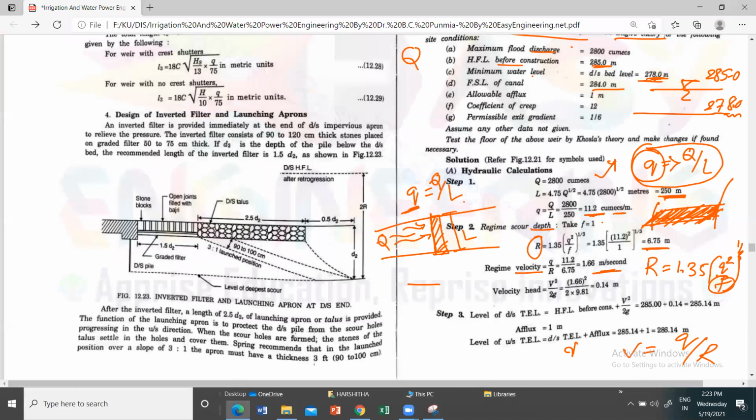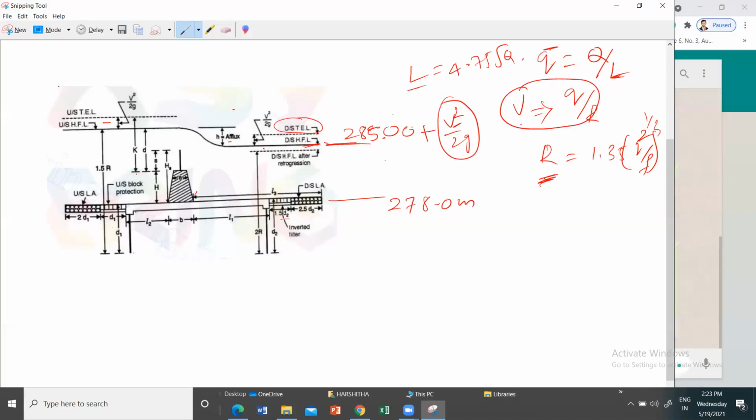So just add 0.14 to 285.00. That is 285.14, which will be the downstream side total energy line. So the downstream side total energy line will be 285.14.